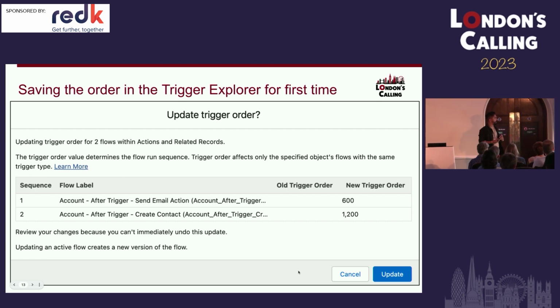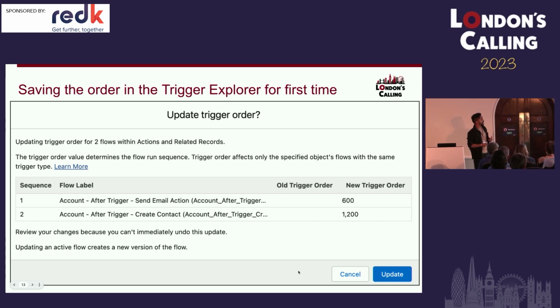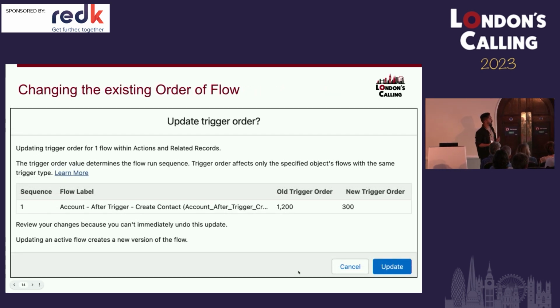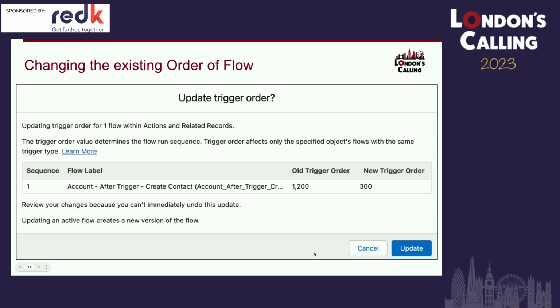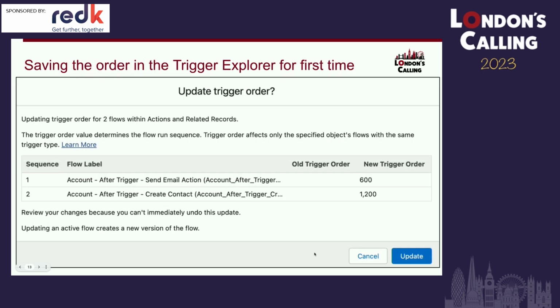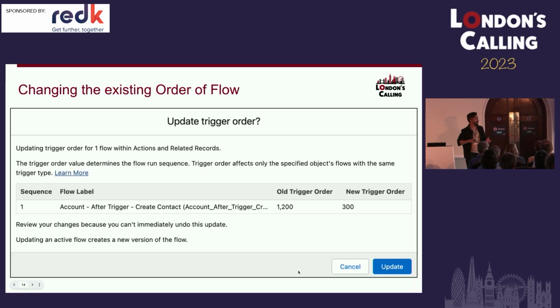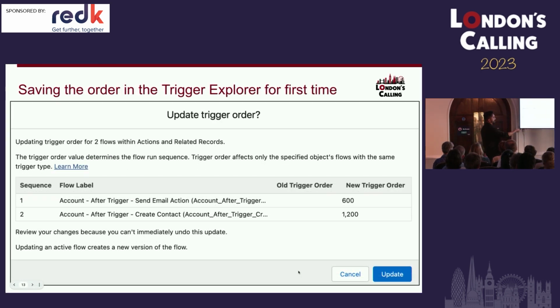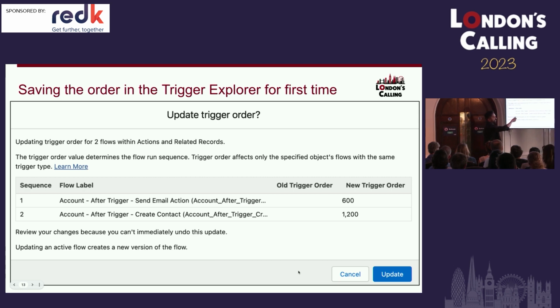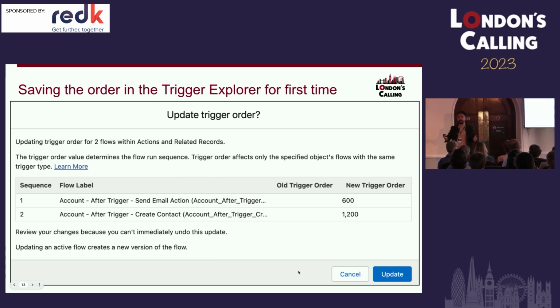How do you want to version it though? If I change it, so I just dragged the second element to the first order to execute, and obviously the first will go to the second. Since my first element was 600 and the second element was 1,200, my new order is now 300 and 600. So it doesn't have to cause any change to the second element, which is 600. It doesn't have to do any change to this flow.